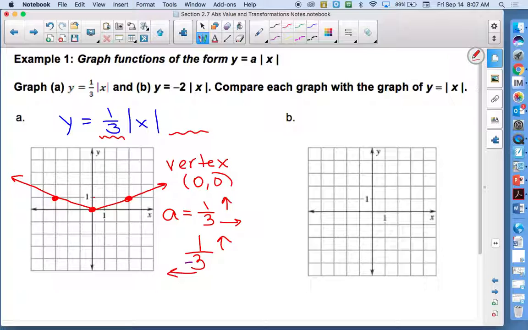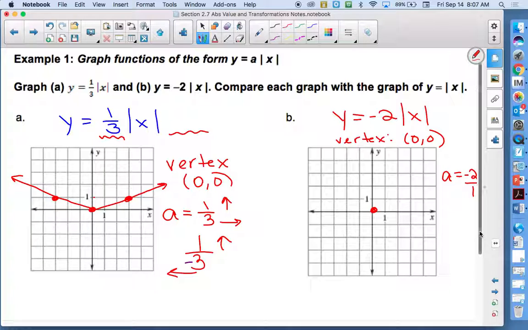So if you look at the next one, letter B, we want to graph y equals negative 2 absolute value of x. So the vertex, we still don't have any numbers being added or subtracted. So it's 0, 0. This time the a value is negative 2, and then I'm going to place it over 1.